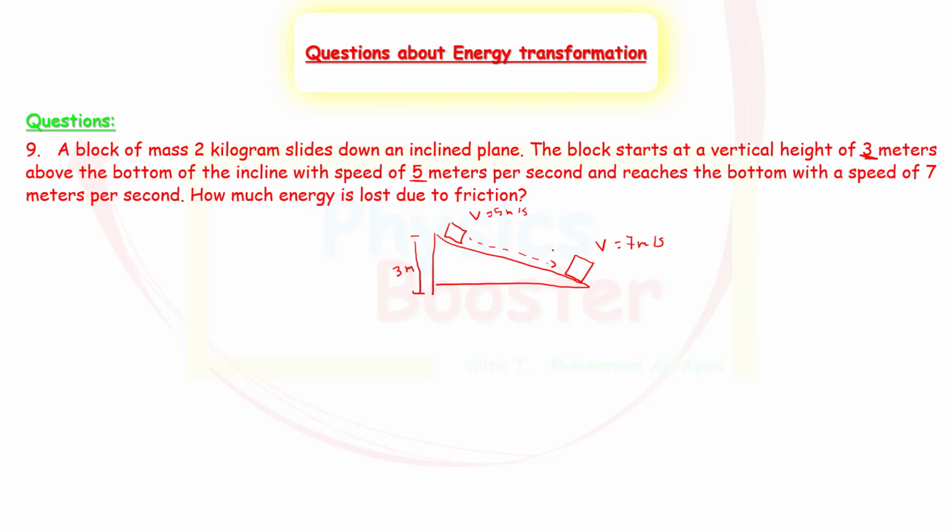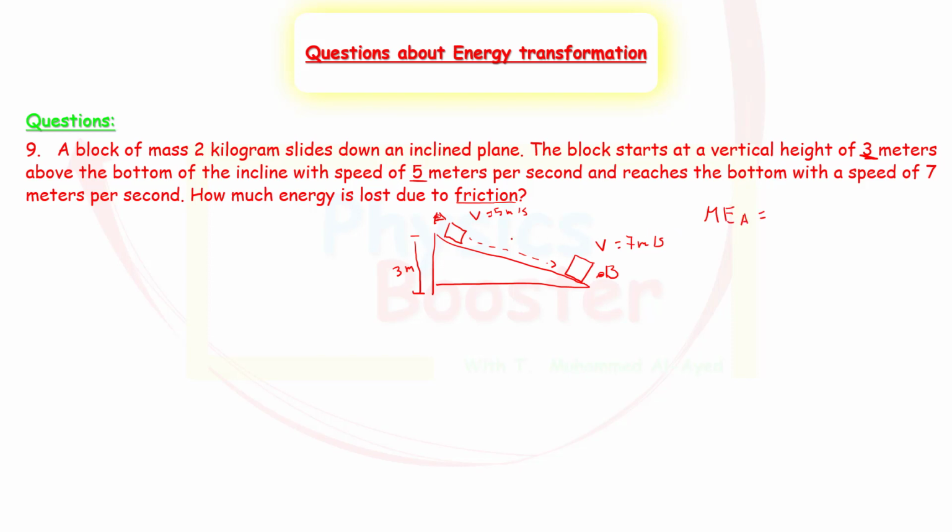How can I solve this question? Again, the principle of energy conservation. The mechanical energy is always supposed to be conserved unless there's friction. So what we will do is find the mechanical energy here, and find the mechanical energy here, and the difference between them is clearly the friction. So let's call this location A, and let's call this location B. Let's start with the mechanical energy at location A.